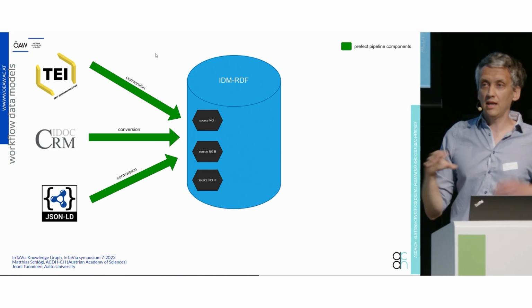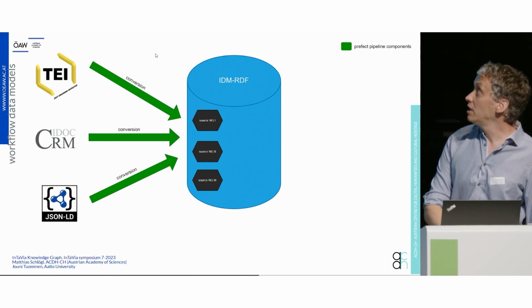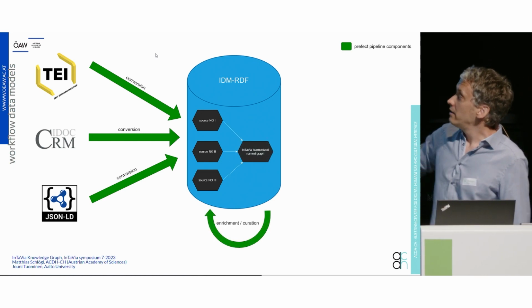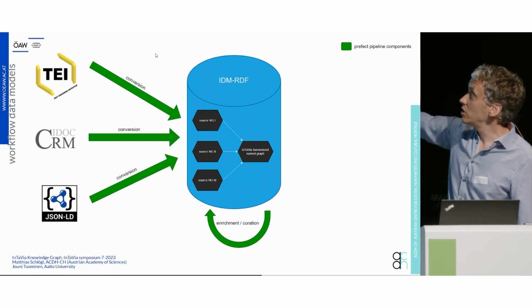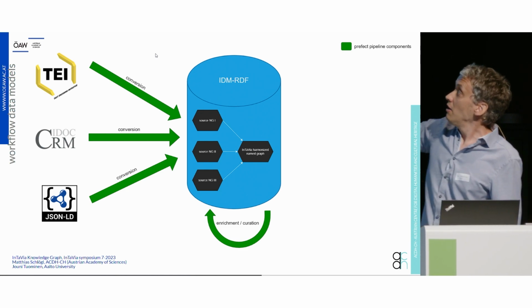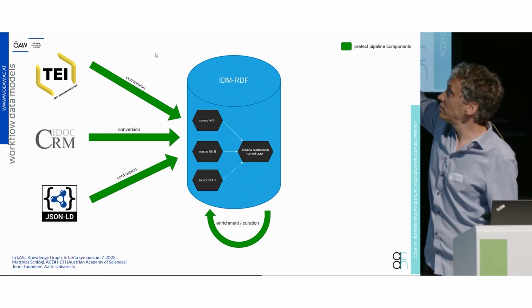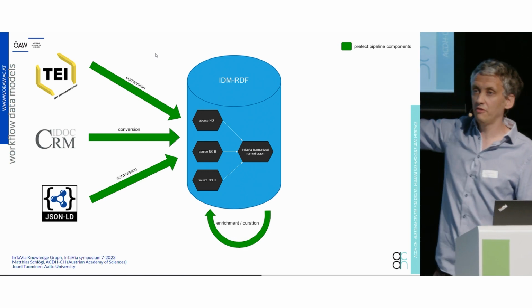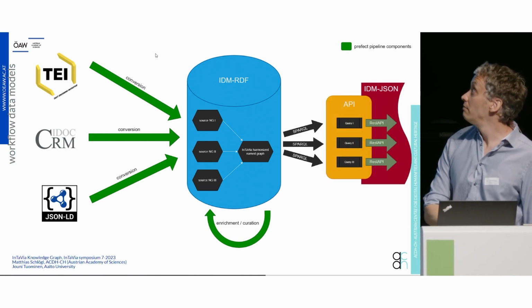So every data set gets its own named graph, its own small database within the database, basically. And then using more enrichment pipelines and curation pipelines in this Prefect, we put links between those source named graphs in a harmonized graph that we can then use to put all the data together.